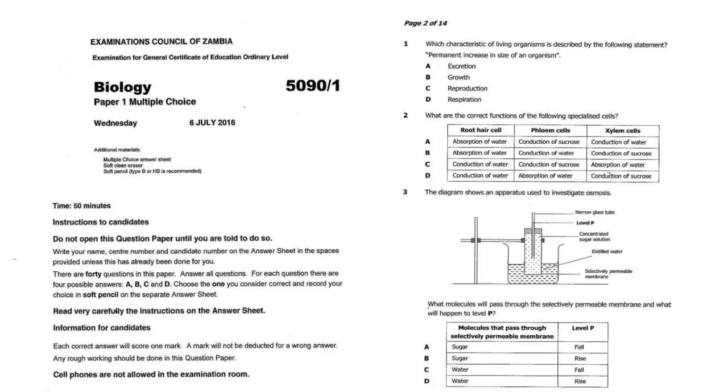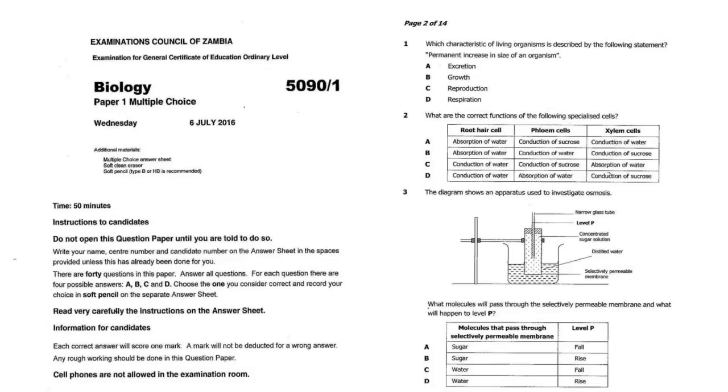The next paper. This is 2016 July GCE. So 2016 we've handled the first part, and now we are looking at the 2016 July, which is a GCE. All right, let us look at the first question here. Okay, so let us answer the GCE 2016 paper, biology paper 1. So what was the first question here?